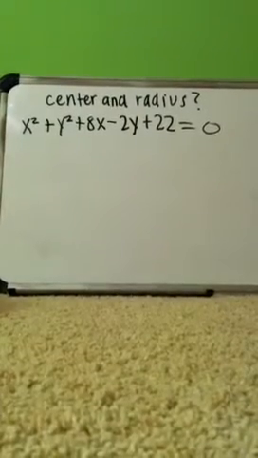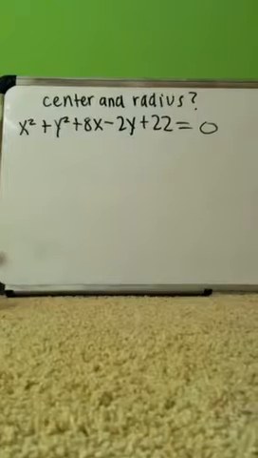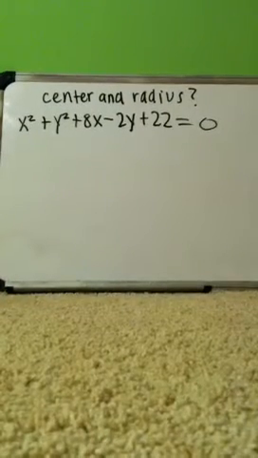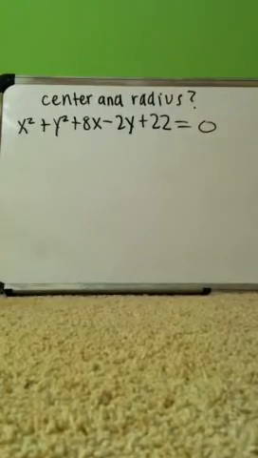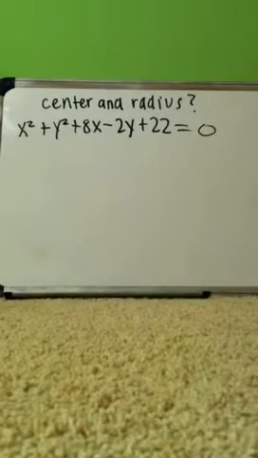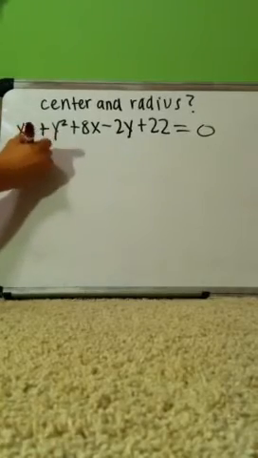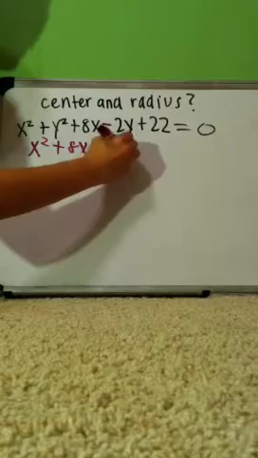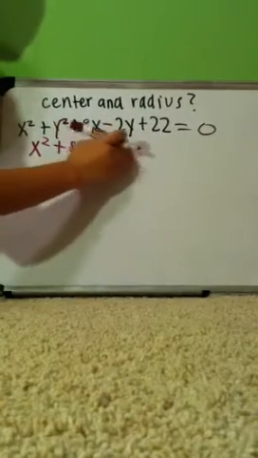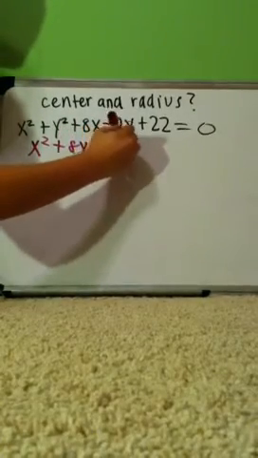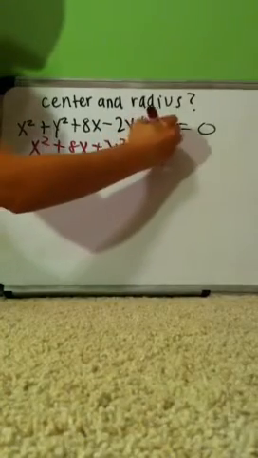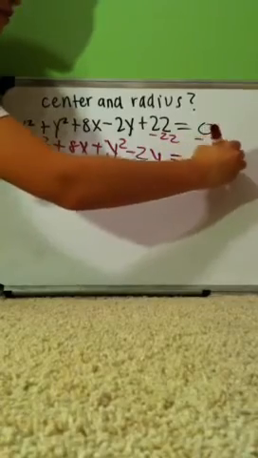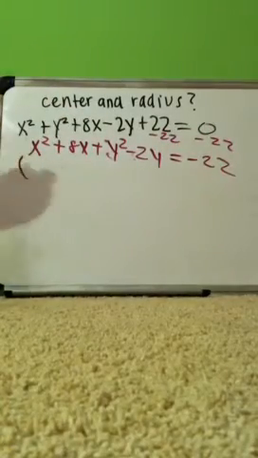Okay, I just have one last example. We are asked to find the center and radius and graph. x squared plus y squared plus 8x minus 2y plus 22 equals 0. So we're just going to do what we've been doing. We're going to group them together. So x squared plus 8x, plus y squared minus 2y. Go ahead and move this over to the other side. Equals -22. Okay, let's complete the square.